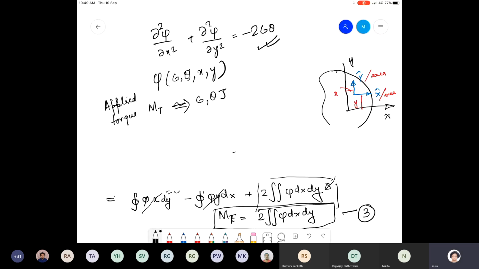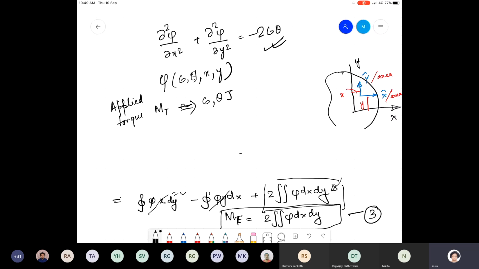So j is nothing but the polar moment term, and this whole thing is going to be Gj, the torsional rigidity.